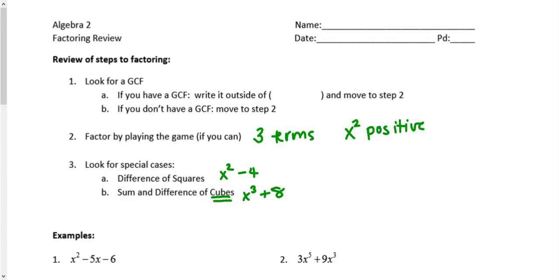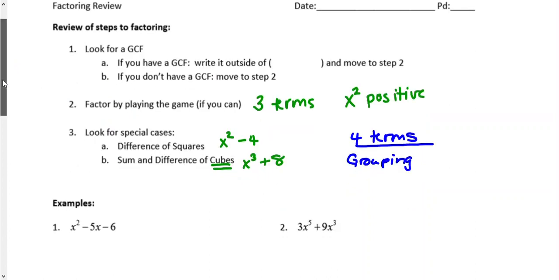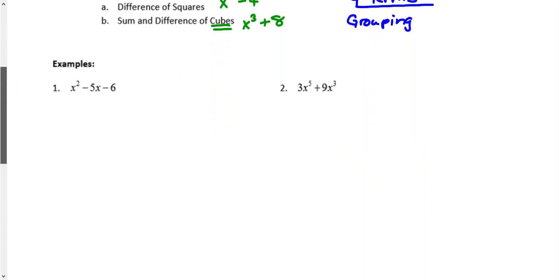There is one more type of factoring, and that's when you have 4 terms. And that is called grouping. And again, if you forget about grouping, go back to Unit 2 and watch the video on it. It doesn't pop up too much with these. Most of the stuff we're going to use in Unit 6 is by playing the game. So I'm going to go down to some examples.